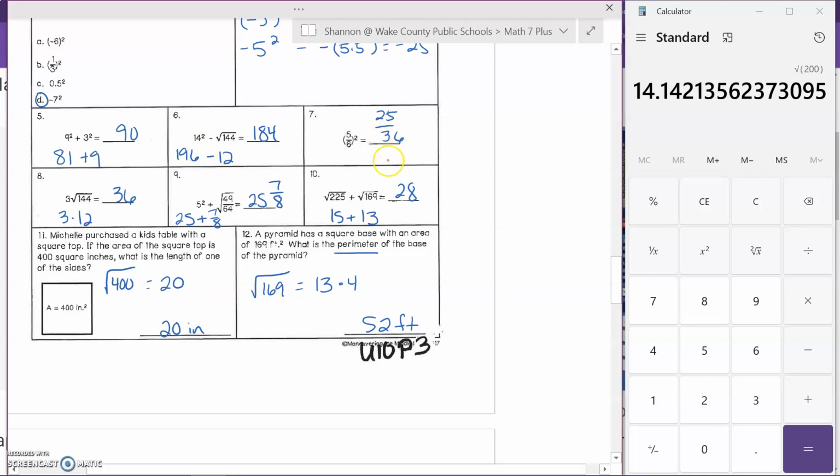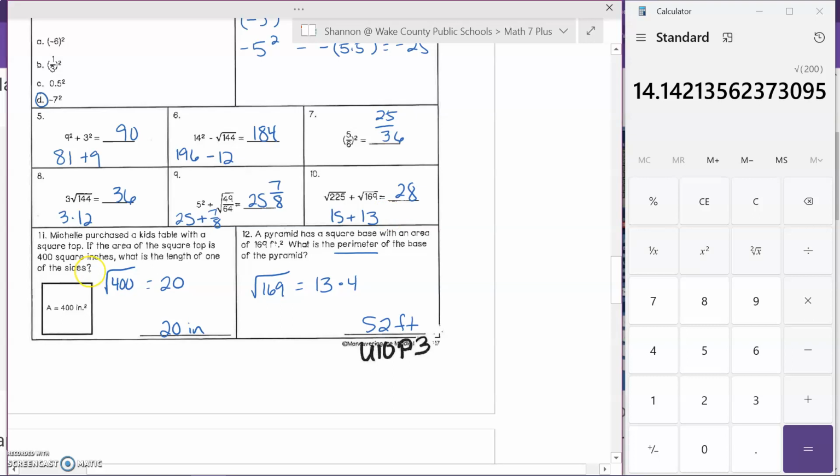Number 7, 25 over 36. A decimal answer here is not okay. We were given a fraction. We need to end with a fraction. 3 times 12 is 36. Number 9, 25 plus 7 over 8. Leave it as a fraction. 10 was 15 plus 13, and that's 28.